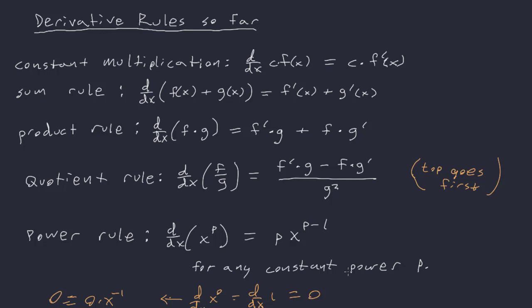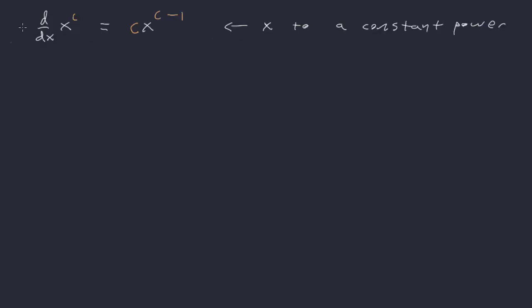All right, so I want to extend this a little bit, or at least show that this is only true for x to a constant power. If we have something to a variable power, it's going to be a bit of a different story. All right, so we have, like I said, the derivative of x to some constant power c is c times x to c minus 1. But what if we instead are looking for the derivative of c to a variable power, right? A constant to the power of x.